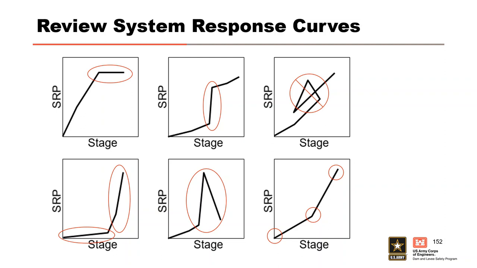This next system response probability is impossible, and if you see something like this, you should know immediately that something went wrong. System response curves cannot cross themselves. And for this last one, it is defined by only three stages with large changes in the system response between them. The team should ask itself whether sufficient stages were evaluated to identify inflection points, because the system response probability might not increase linearly between the first and second points as shown here.